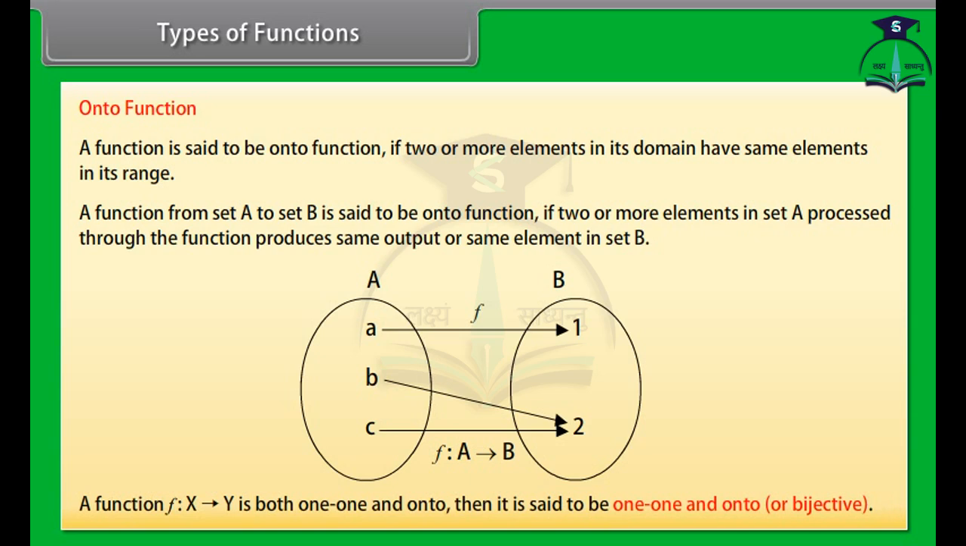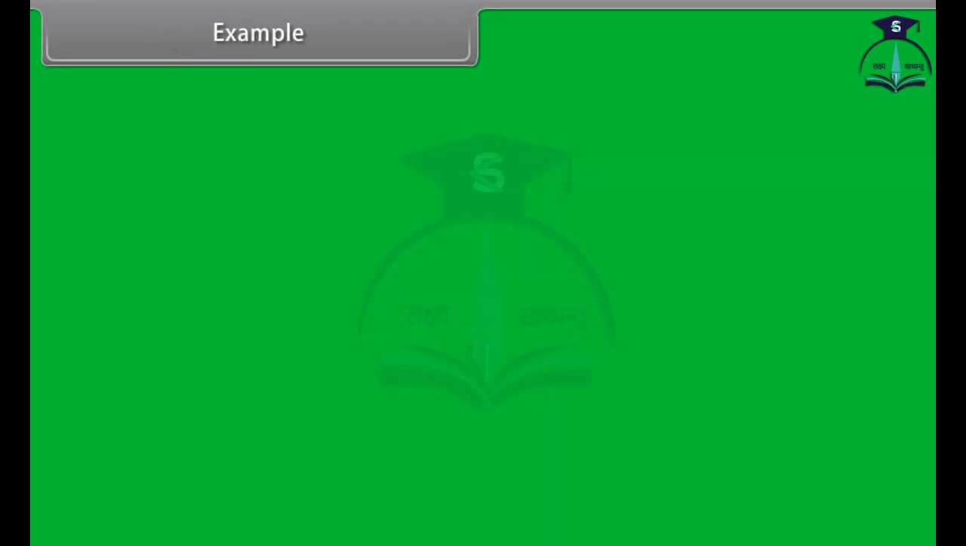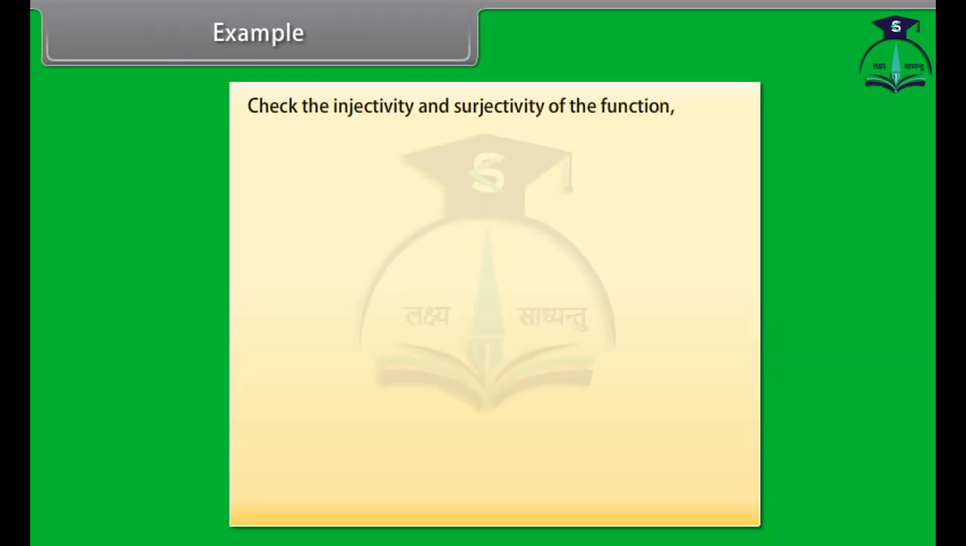A function f from X to Y that is both 1-1 and onto is said to be 1-1 and onto, or bijective. Example. Check the injectivity and surjectivity of the function f from N to N given by f(x) = x square.